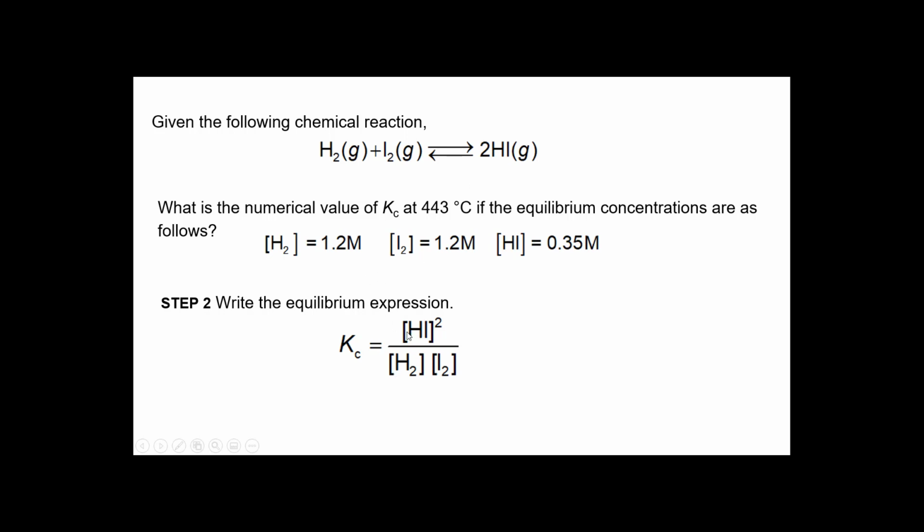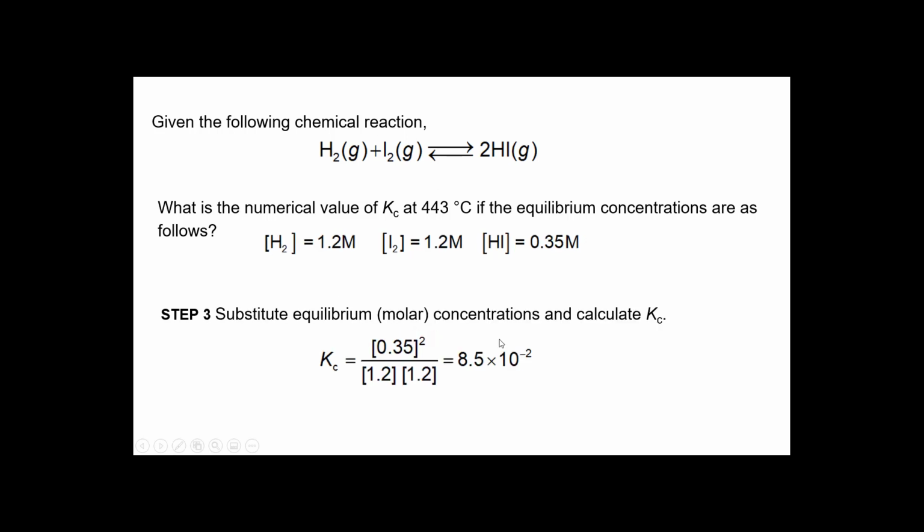Here, the products are always on top with the coefficient, and then we have our reactants, which are 1-to-1 at the bottom. Next step, plug in the concentrations. We have our product with an exponent of 2, and then we have our reactants' concentrations. And this produces an equilibrium constant of 8.5 times 10 to the negative 2.